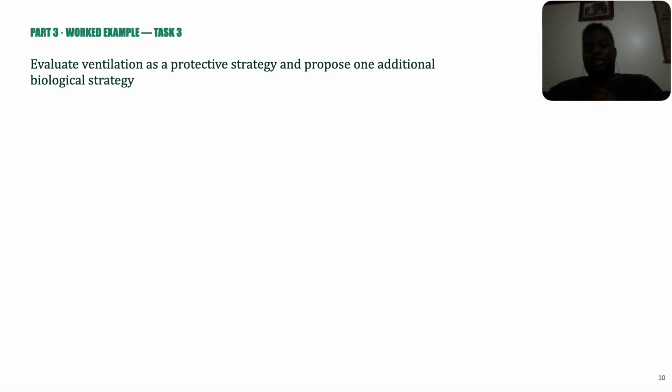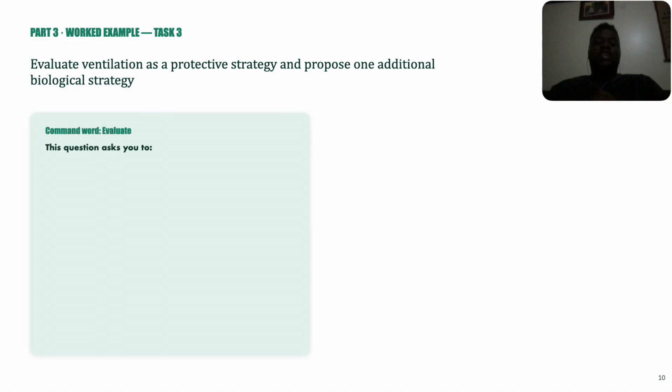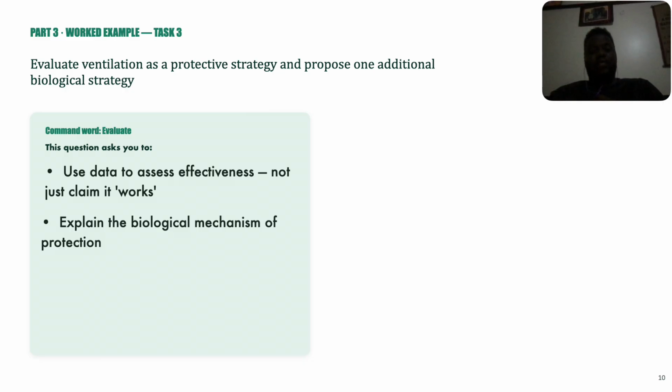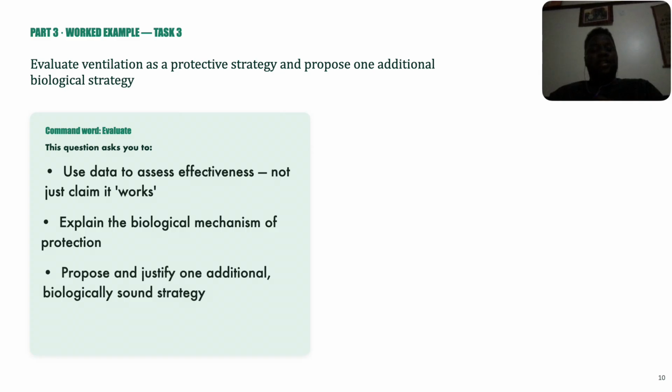The third question is to evaluate ventilation as a protective strategy and propose a biological strategy. Now, notice how they have already given you a kind of strategy to solve this problem. Your job is to tell us if this strategy is effective and to prove that it's effective. Now, you cannot just claim that it works. You must provide evidence. Okay, so you are to explain the biological mechanism of protection and to justify another sound strategy if there is one.